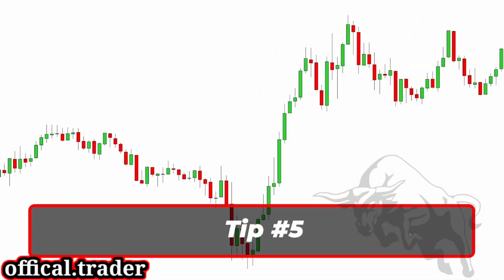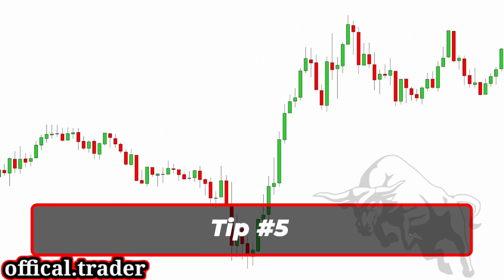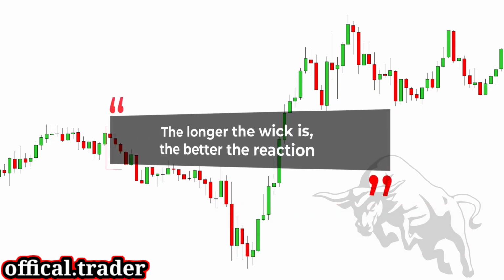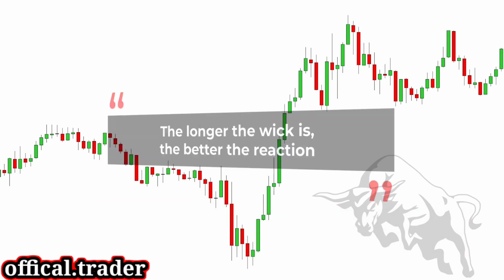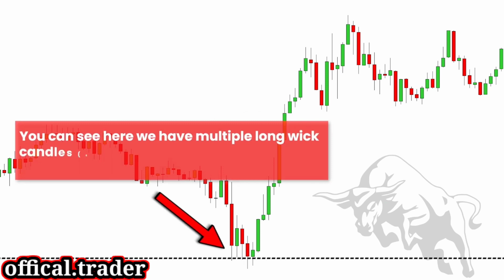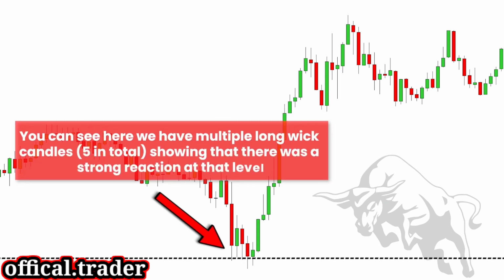Tip number 5 is to look for long wick candles. This signifies that we've had a strong reaction away from a level. The longer the wick is, the better the reaction. You can see here we have multiple long wick candles, 5 in total, showing that there was a strong reaction at that level.